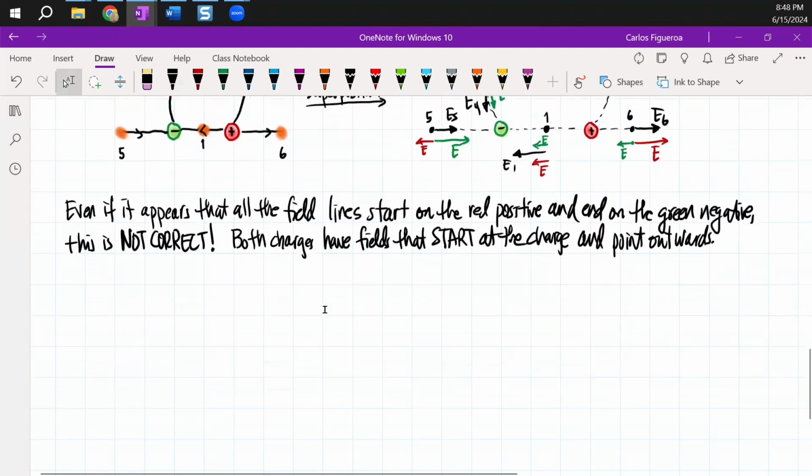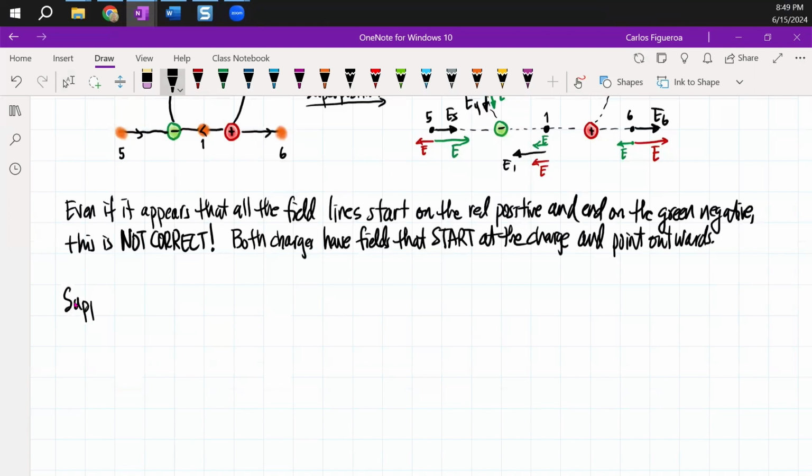Sometimes you'll see the image say that the positive charge is like a water faucet. It's a source. And the negative charge acts like a sink, suggesting that the field lines flow in. That's not correct. That is not correct. Let's do this one more time.